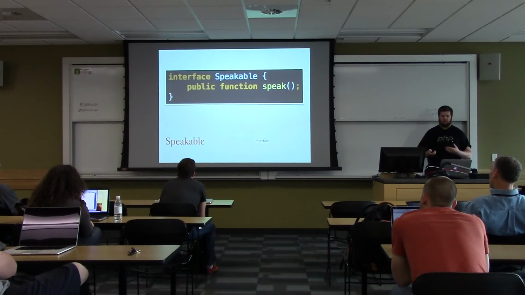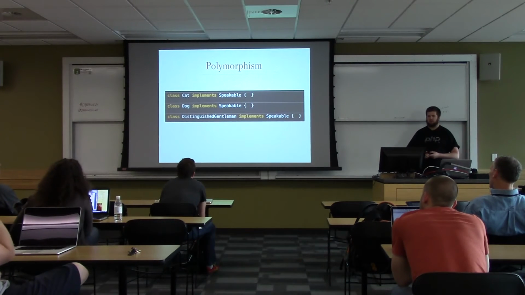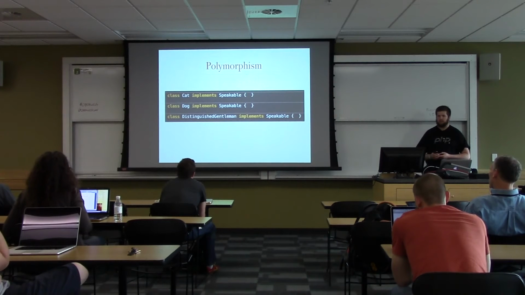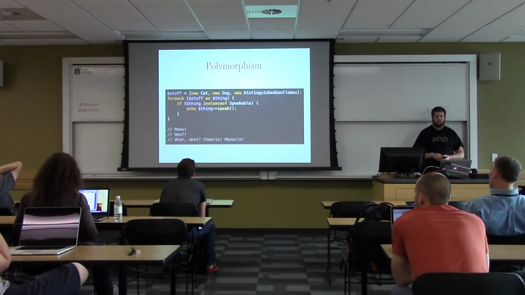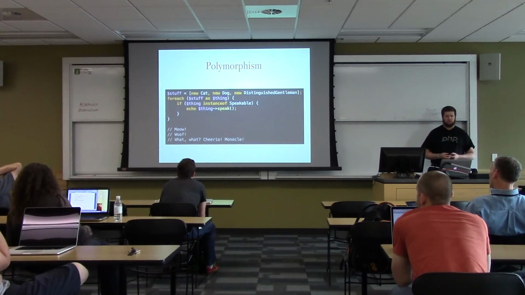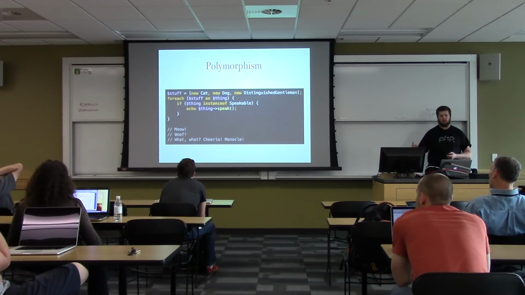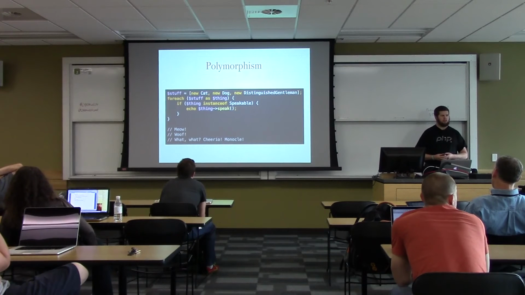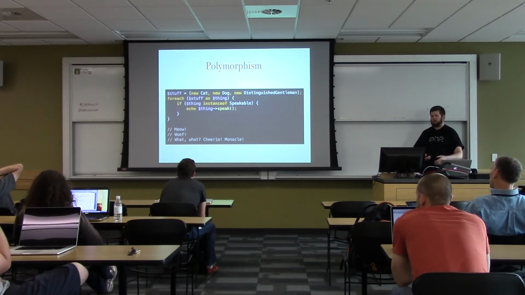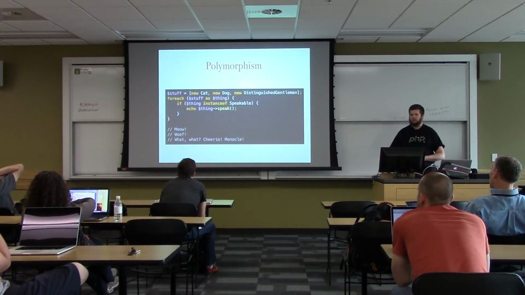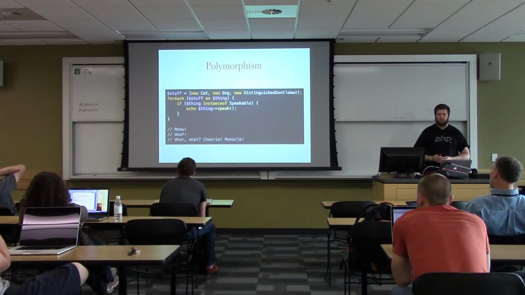So we could have a bunch of different classes defined that implement speakable. We have a cat and a dog and a distinguished gentleman. We can make new instances of all of these things and put them in an array and loop over that array and know that we can call speak on them. But they're going to all do a different thing, right? The cat will do a different kind of speak than the dog, and the dog will do a different kind of speak than the distinguished gentleman. Does that make sense? Polymorphism is awesome.